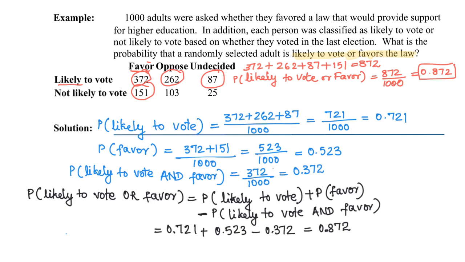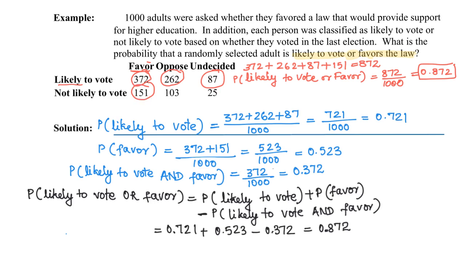If we take this as event A and this as event B, it will be P of A plus P of B minus P of A and B. Why we are doing this is, while calculating the probability of likely to vote, we are counting this 372. For the probability of favors the law, we are also counting 372. So basically we end up counting 372 twice.